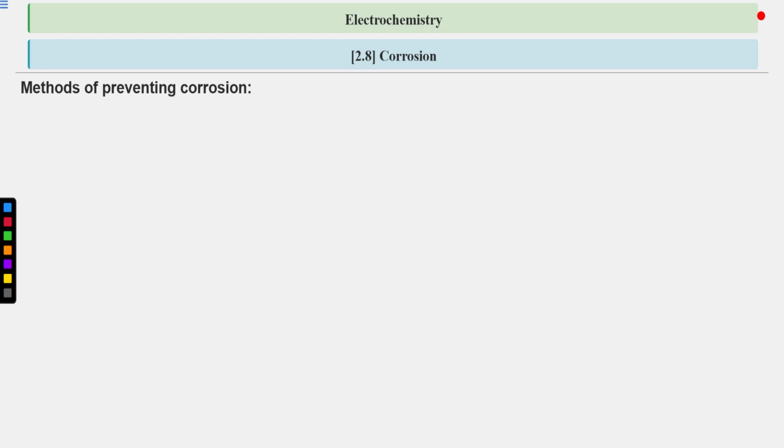Now, let's talk about the methods of preventing the corrosion. How can we prevent the corrosion process? Because corrosion process is not good. It can cause damages to our various objects, buildings and instruments and many things. So, how can you prevent the corrosion? There should be any method, right?